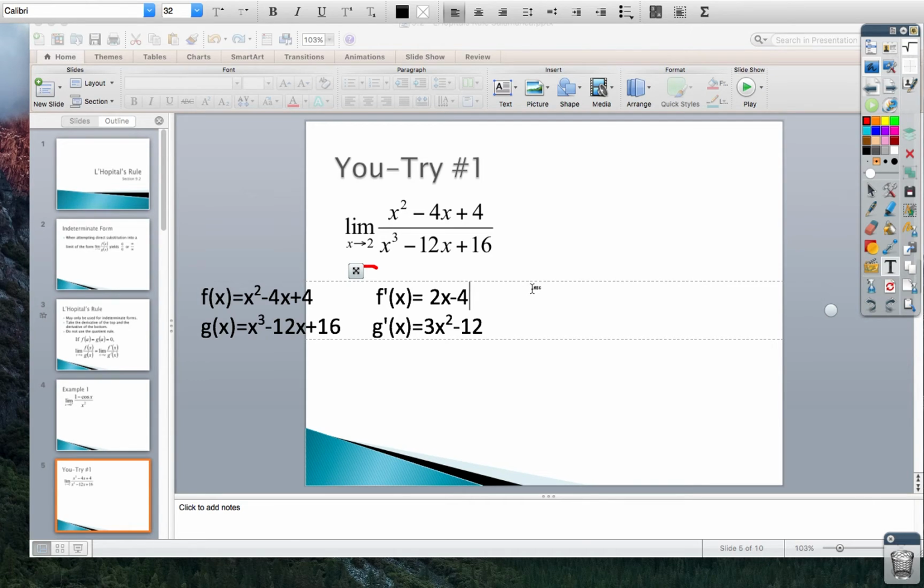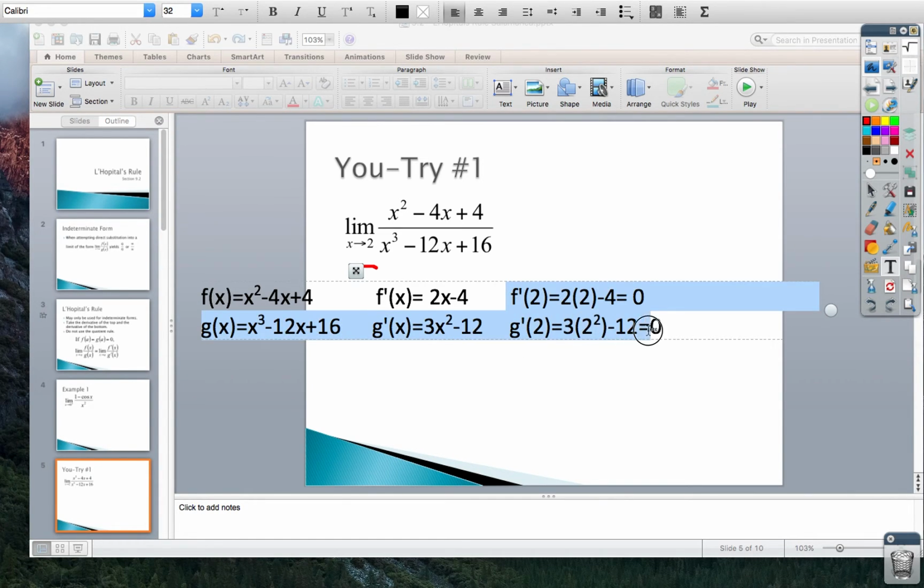Now what we're going to go ahead and do is substitute these values in. So when we substitute 2 into the function, we end up getting 2 times 2 minus 4. Well, that's equal to 0. And when we substitute 2 into g prime of x, we get 3 times 2 squared minus 12. This actually gives us 0 as well. So when we run into instances where we get 0 or another indeterminate form based off of the first derivative, our next step is to take the second derivative.